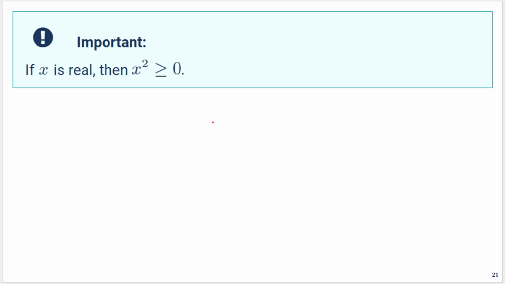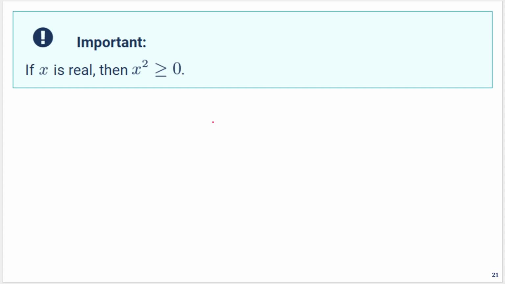Clearly, if x is positive, then its square is positive, right? Since the product of two positive numbers is positive. If x is 0, its square equals 0. So the statement is obviously true if x is greater than or equal to 0.